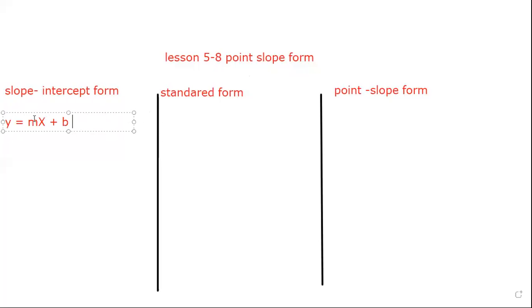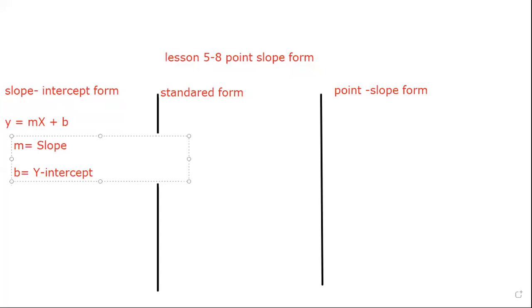And what's m denoted for? The slope. M is denoted for the slope. And what's b denoted for? The y-intercept. We can say b or c, it's the same. The y-intercept.